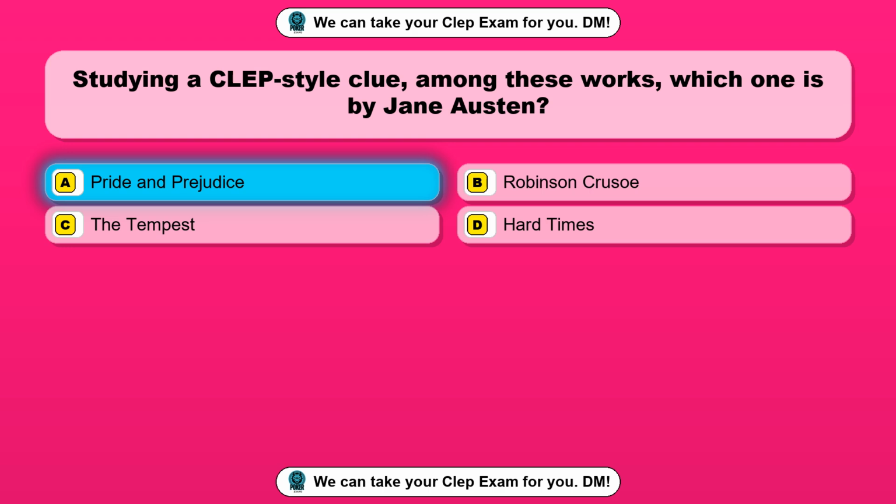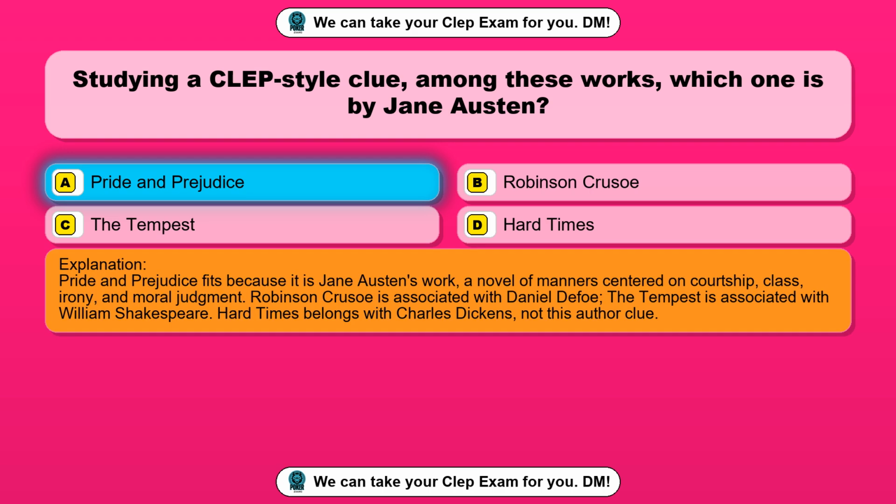Pride and Prejudice. Pride and Prejudice fits because it is Jane Austen's work, a novel of manners centered on courtship, class, irony, and moral judgment. Robinson Crusoe is associated with Daniel Defoe. The Tempest is associated with William Shakespeare. Hard Times belongs with Charles Dickens, not this author.